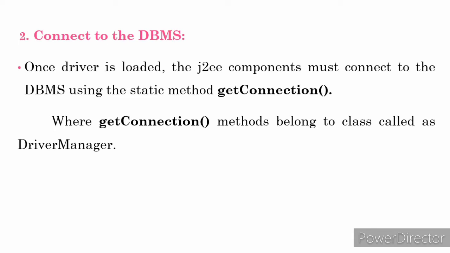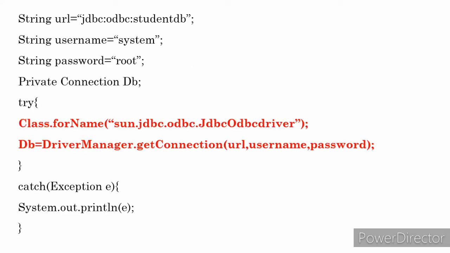Once the driver is loaded, the J2EE component must connect to the DBMS using the static method getConnection, where the getConnection method belongs to the DriverManager class. See here, this DriverManager.getConnection method takes 3 parameters: URL, username and password, which are already defined here initially. These are all string type.